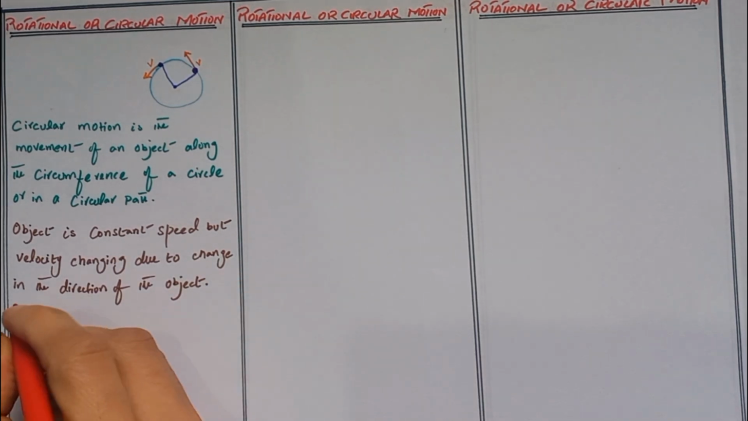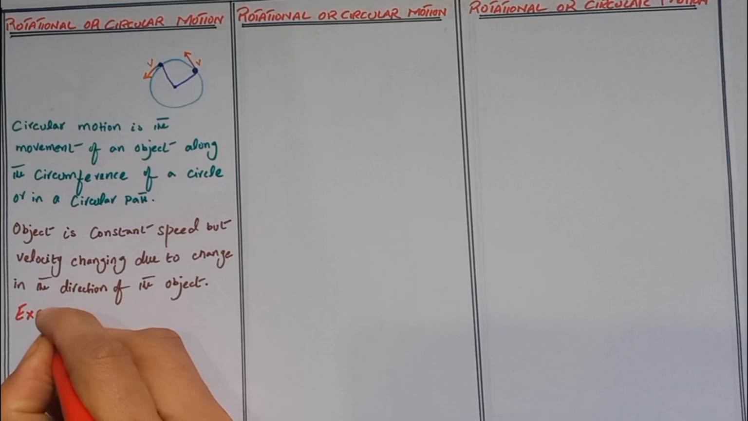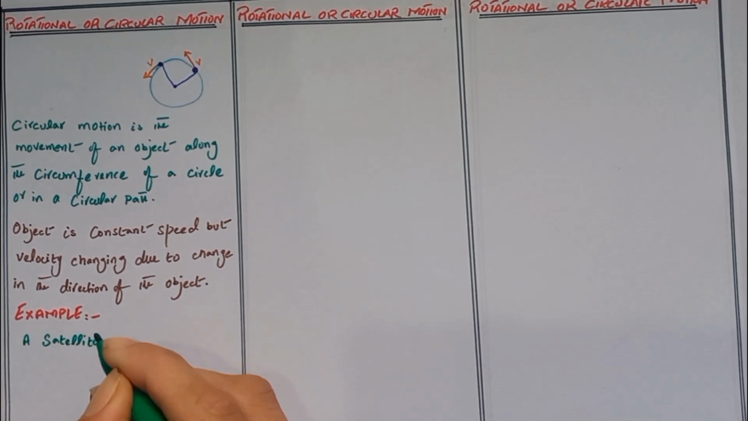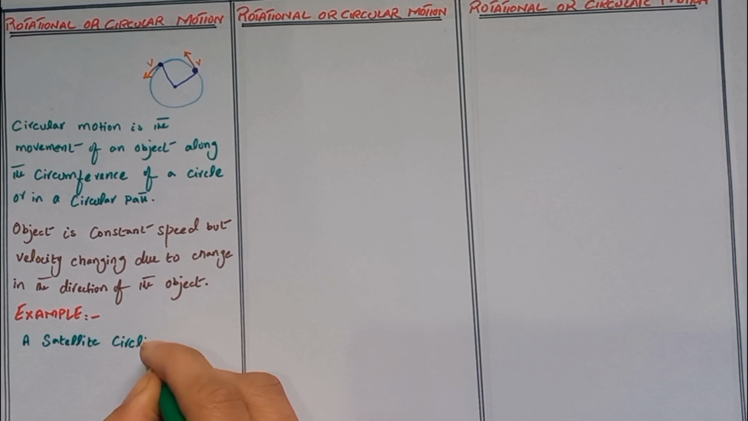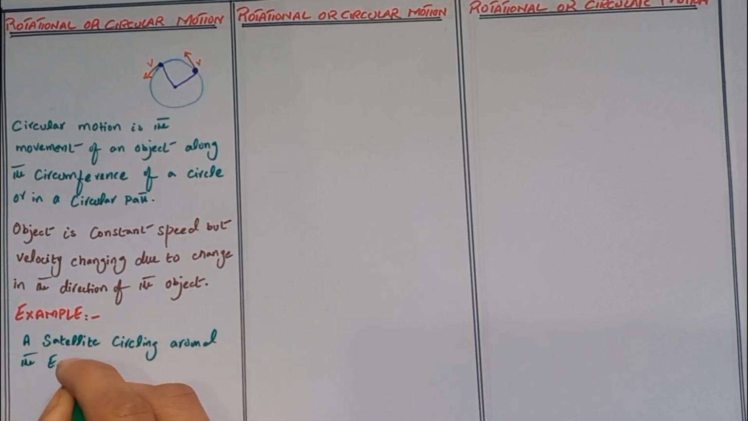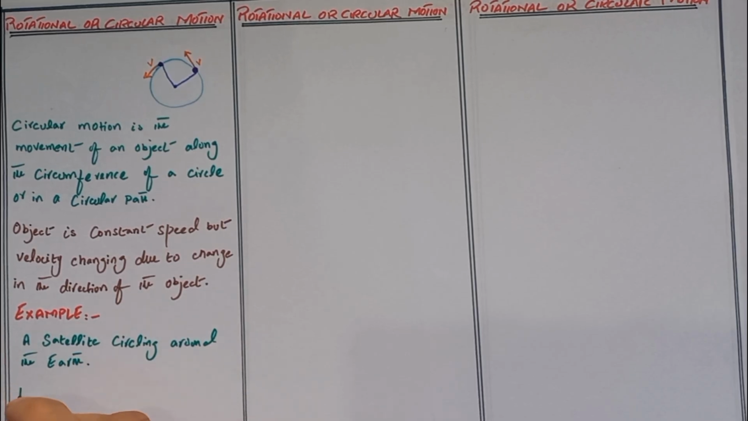If we discuss examples, the first one is a satellite circling around the earth. The second is the moon circling around the earth, and so on.